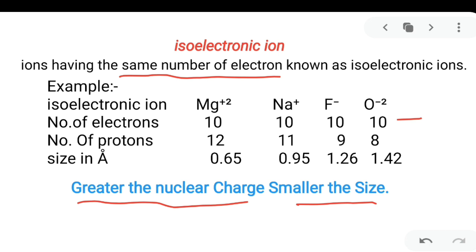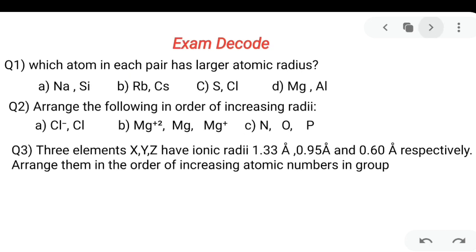Now, how much we learn, we need practice to perform well in the exam. So let us discuss a few questions in our exam decode section. The first question is: which atom in each pair has a larger atomic radius?